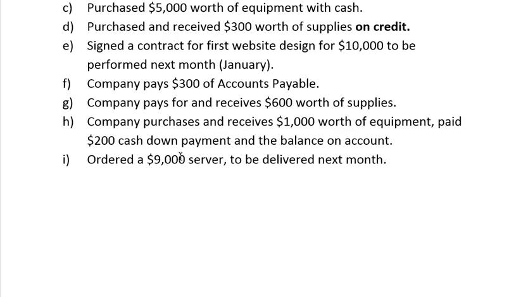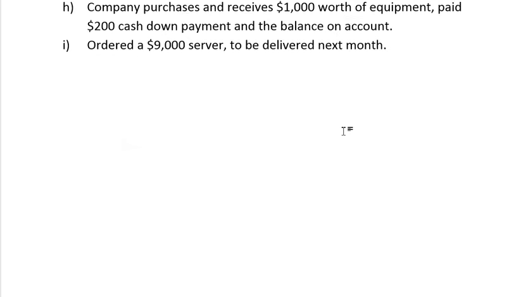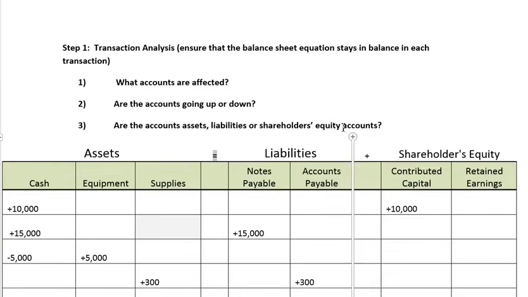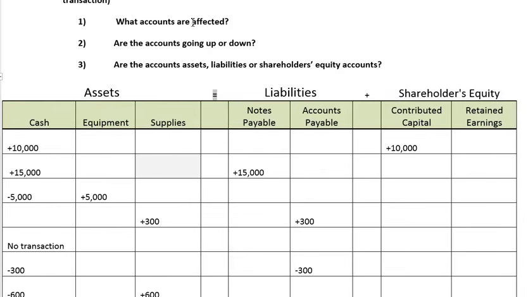It said that we purchased and received $300 worth of supplies on credit. So now what accounts are affected? Well, the accounts affected are supplies, and we bought on credit, so that's an account payable. So are the supplies account going up or down? Well, we're getting supplies, so it's going up. And what about your accounts payable? It's also going up, right?